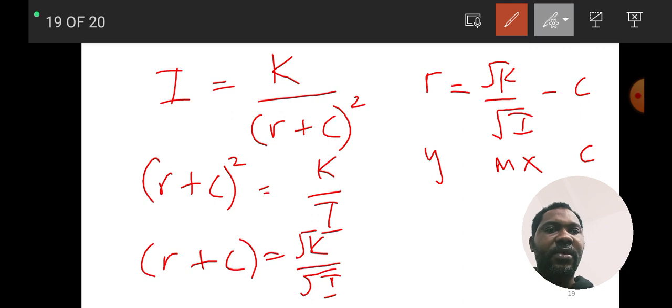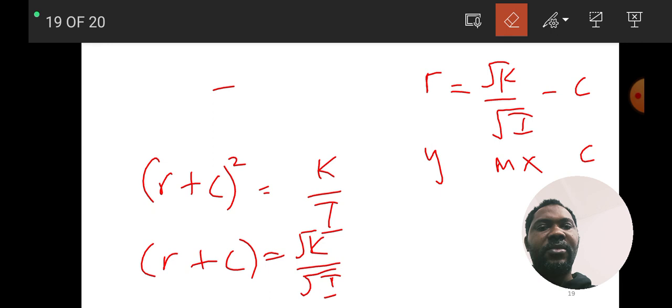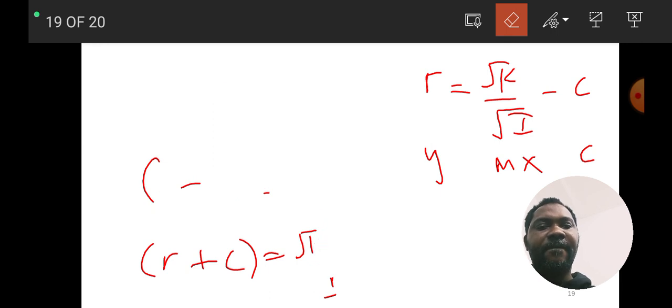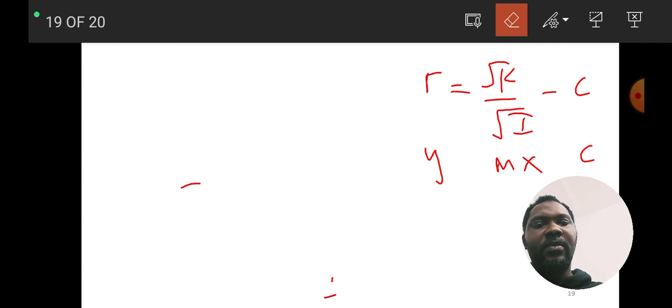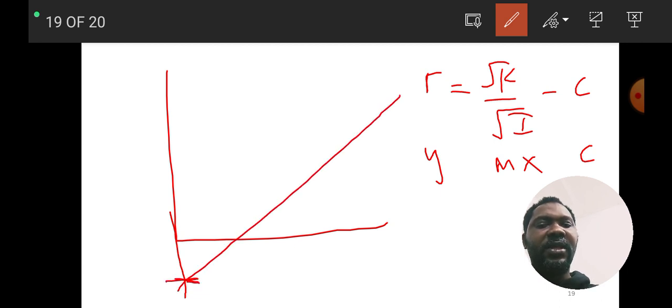Okay, so in plotting the graph, we're going to have something like this. Yes. We're going to have something like this. It's a straight line graph. Intercept is negative, so that means this graph will touch negative. It has a positive slope, negative intercept. So we're going to have something like this. It must touch the negative y-axis.